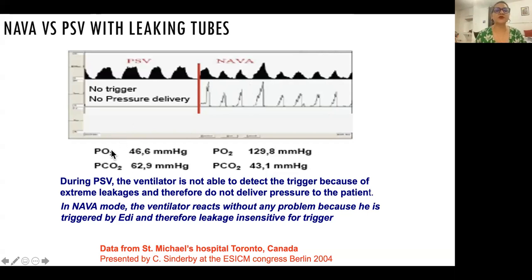And hence, if you look at the babies who are on PSV with the same kind of lung pathology and compare with the babies who are on NAVA, you will see that PO2s are on the lower side and PCO2s are on the higher side, whereas in NAVA, PO2 is quite high and PCO2 is quite low. So this is the thing which is quite glaringly different between the two.